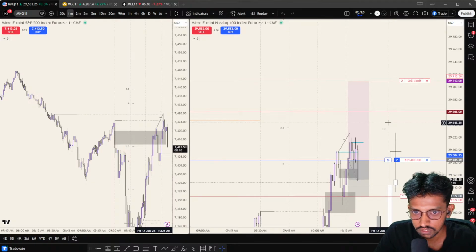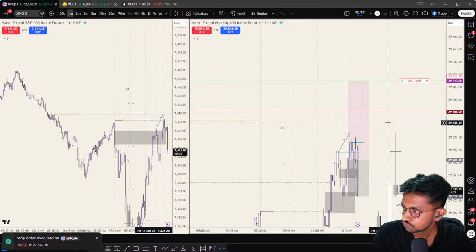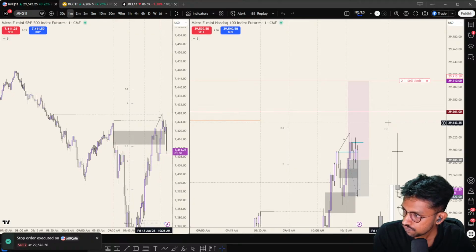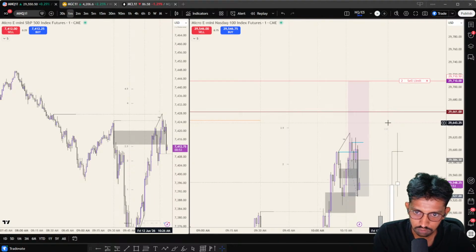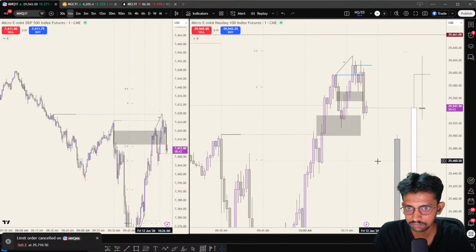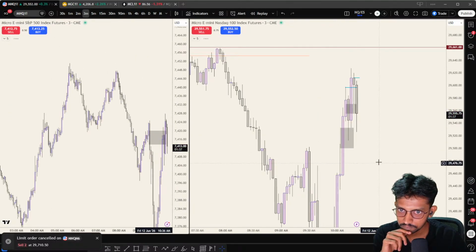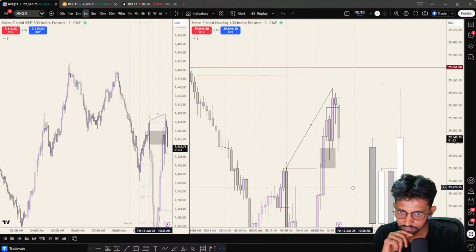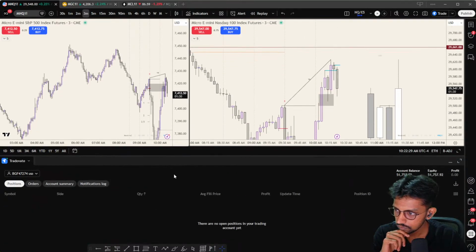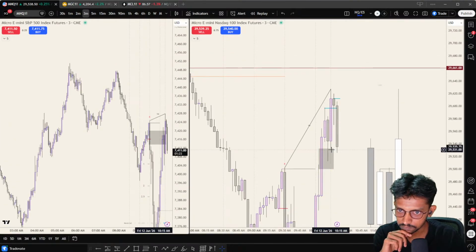What the hell? As soon as we enter, the market wants to reverse from there. What the fuck is this? As soon as we enter, market wants to reverse from there. Hell no, bro. Now it wants to push higher. So it's on that. That's okay. 236, that's fine. It's not a big deal.